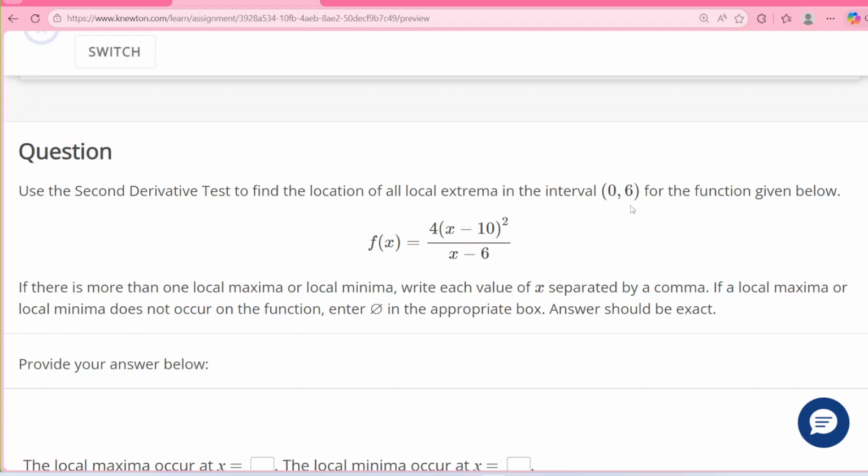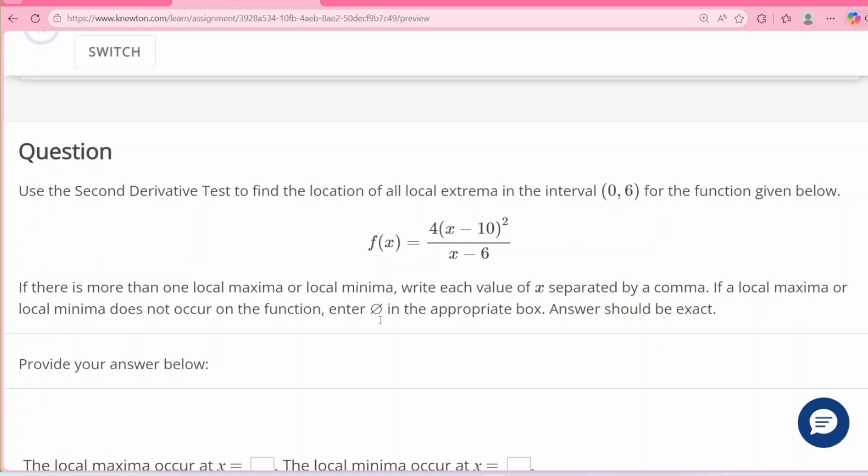now it's asking about a particular interval again, right? Just like that first problem, where we were on the interval from 0 to 2 pi. Here we're using the second derivative test to find the location of all local extrema. So where do they occur, at what x values do they occur? Just in between 0 and 6. So if you find values outside this, you're not going to worry about them. Don't enter them for this function here, this rational function. Again, if there's more than one, put commas between them.